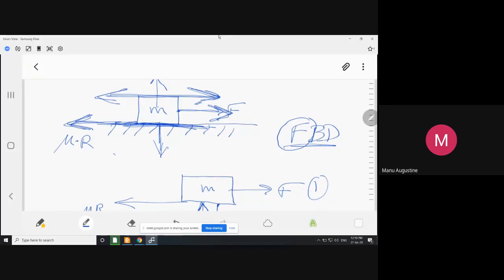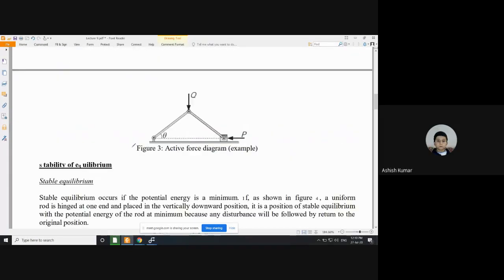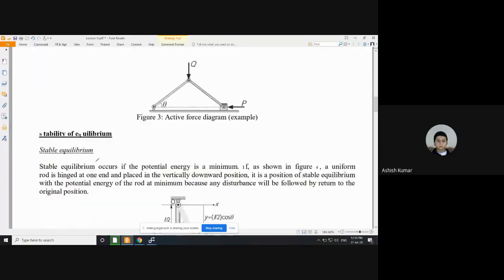तो अब आपको क्या फ्री बॉडी डायग्राम और एक्टिव बॉडी डायग्राम और एक्टिव फोर्सेस के बारे में पूरी नॉलेज मिल गई क्या? Did you understand this concept or not? Please, somebody put your microphone on and tell me. Yes, sir. Okay.